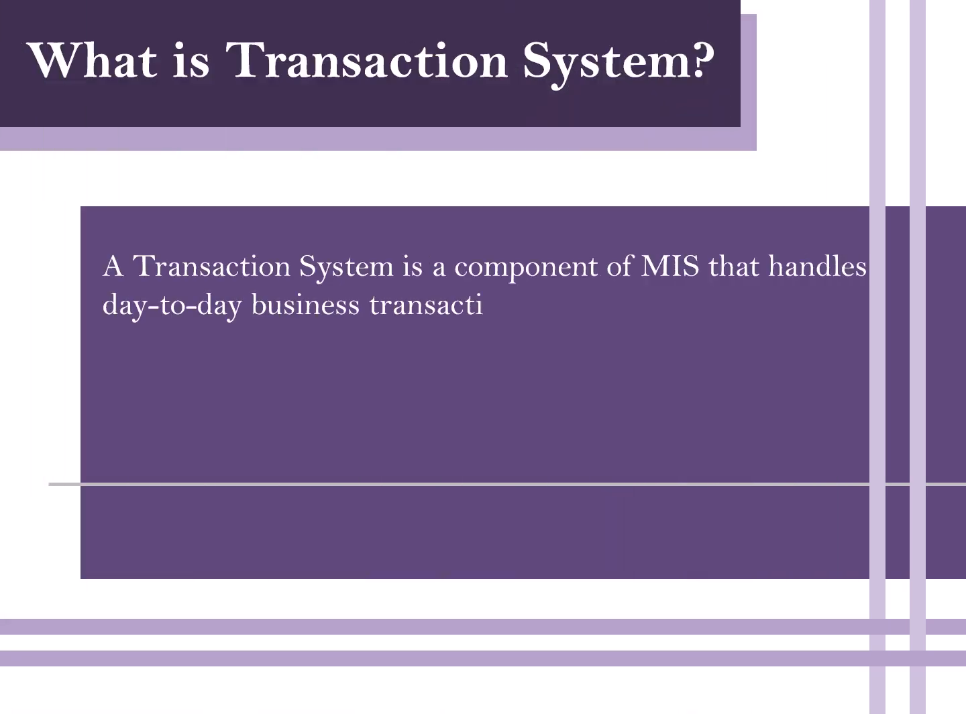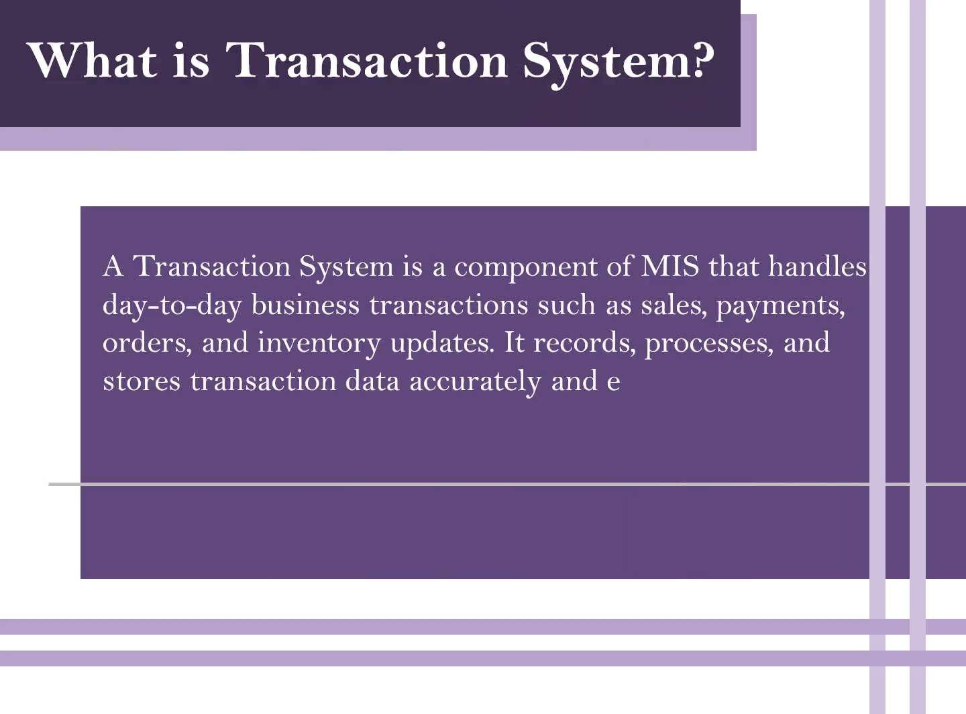What is a transaction system? It is a component of MIS that handles day-to-day business transactions such as sales, payments, orders, and inventory updates. It records, processes, and stores transaction data accurately and efficiently. For instance, a transaction system records daily business activities like sales, payments, and orders. It keeps everything updated and accurate for smooth operations.